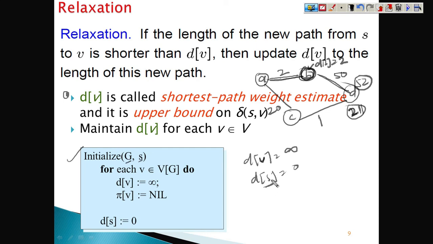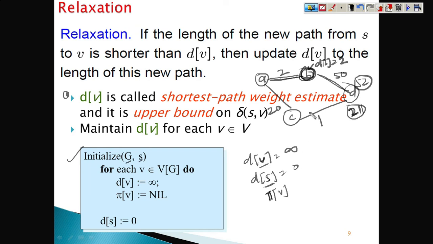Then we apply the steps given in the algorithm on this source, and we keep on changing the d value. Also, we keep track of the predecessor of every vertex. This is called pi of v, which is the previous vertex. It defines the previous node to reach v.